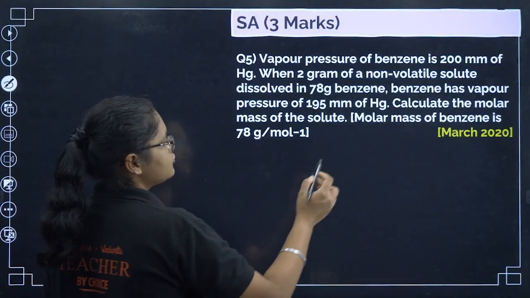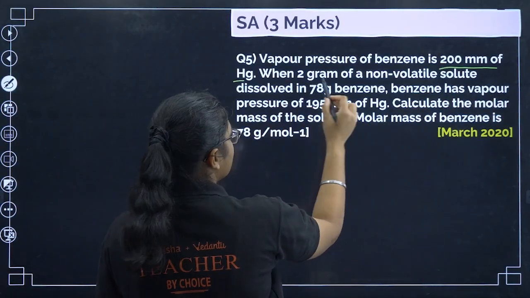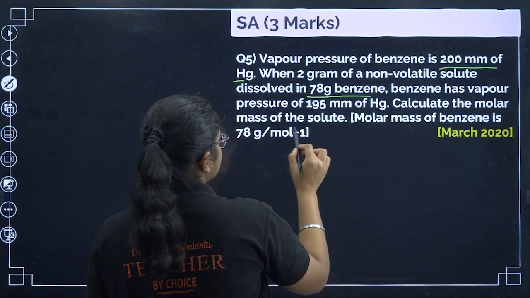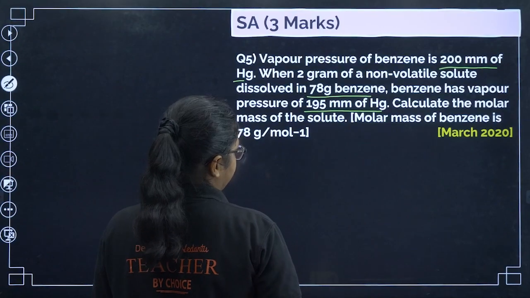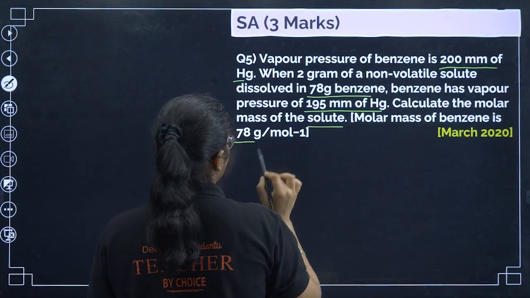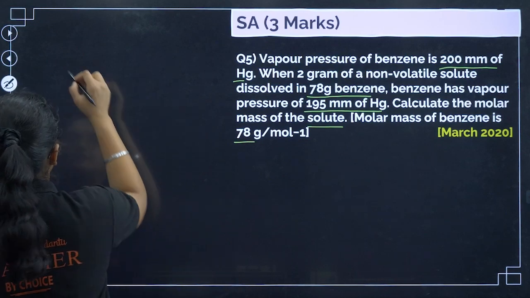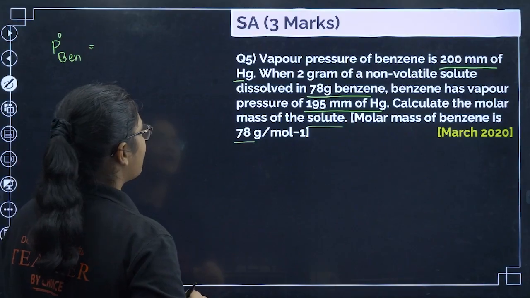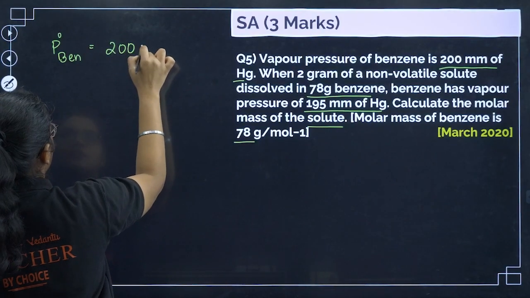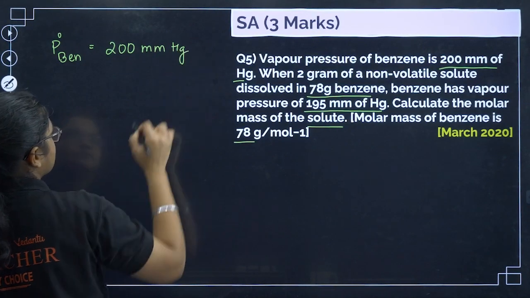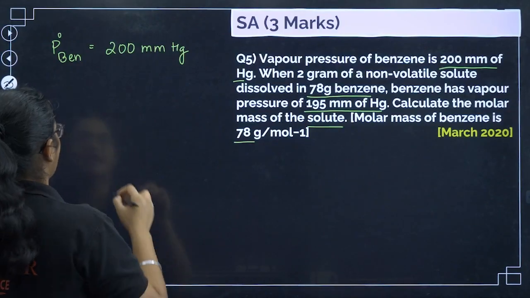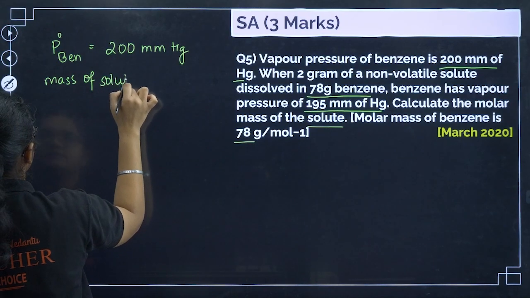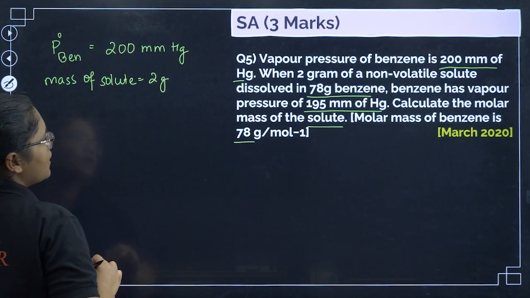Vapor pressure of benzene is 200 mm of Hg. When 2 gram of non-volatile solute is dissolved in 78 gram of benzene, benzene has a vapor pressure of 195 mm of Hg. Calculate the molar mass of the solute. Molar mass of benzene is given to us. So let us first write the vapor pressure of benzene, which is given as 200 mm of Hg. Next, when 2 gram of non-volatile solute is added, the mass of solute is 2 gram.